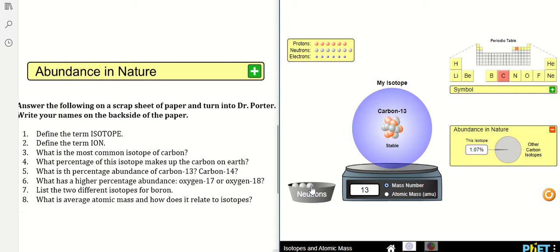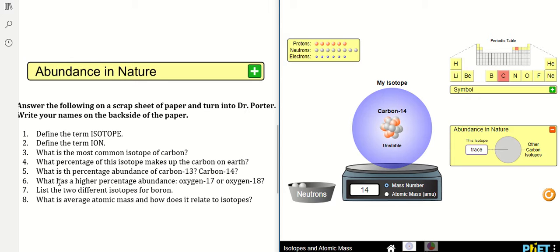If I bump it up to carbon-14, the isotope carbon-14, now I have a situation where I have a very trace amount of carbon-14. So, that answers question 3, 4, and it answers question 5. Take a look at question 6.